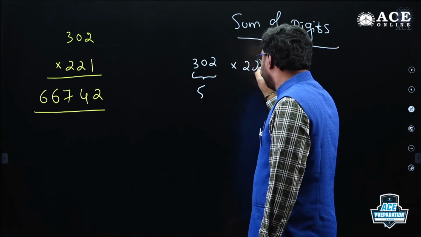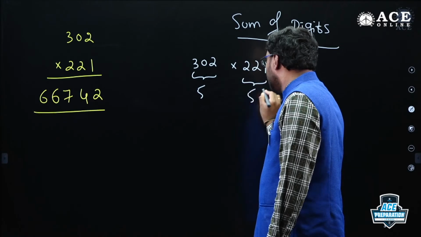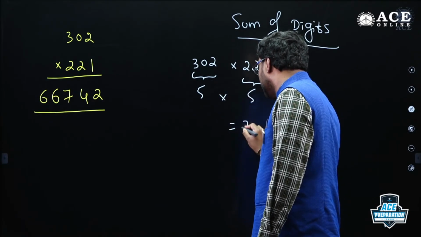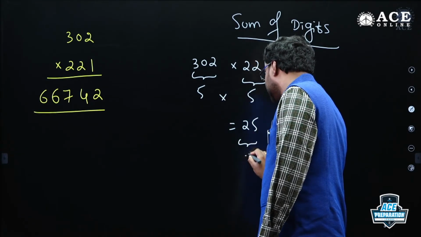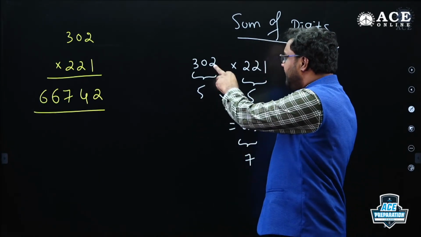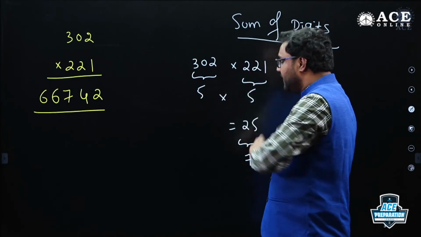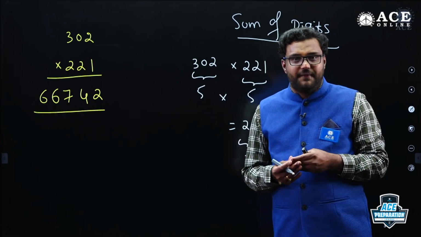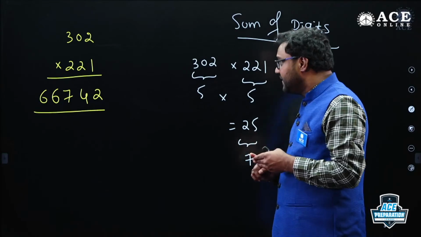221, sum of digits for 221 is also 5. 5 into 5 is 25. Sum of digits is 7. 3 plus 0 plus 2, 5. 2 plus 2 plus 1, 5. 5 into 5, we got 25. Yes, the sum of digits for 25 is nothing but 7.